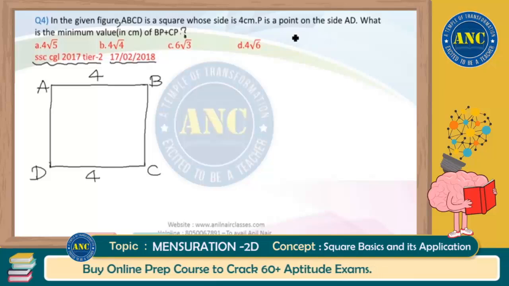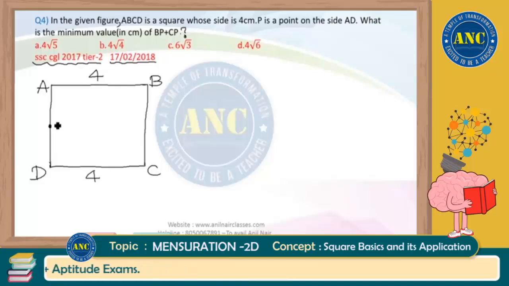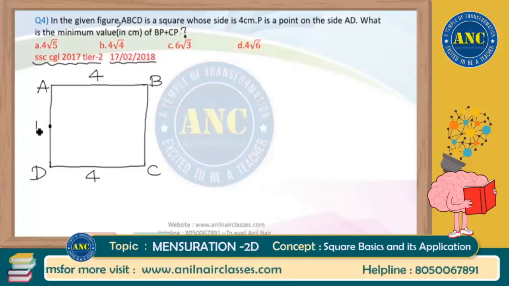P is a point on the side AD. Now, there is a point which is exactly located on the side AD. That means this point is passing through that line AD. That point is on the line AD.